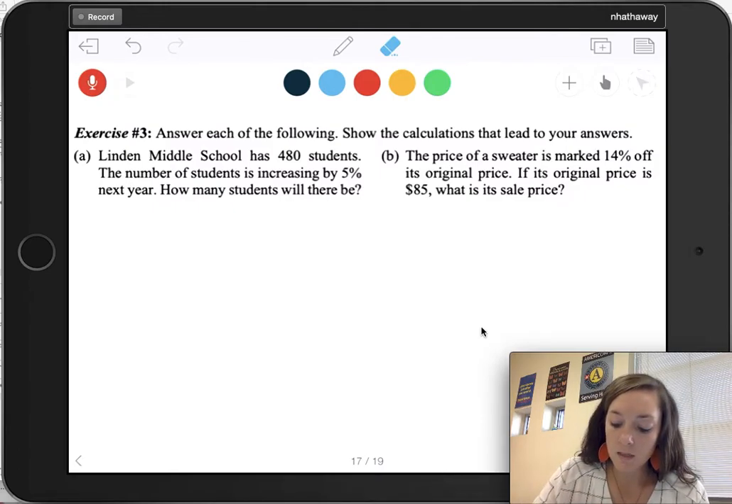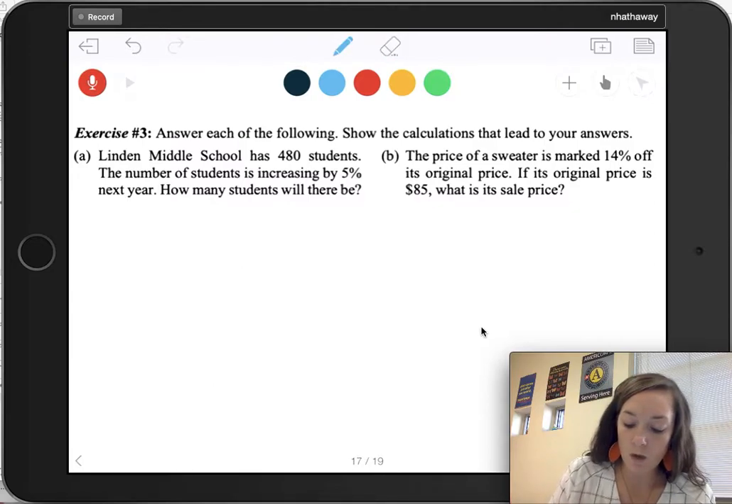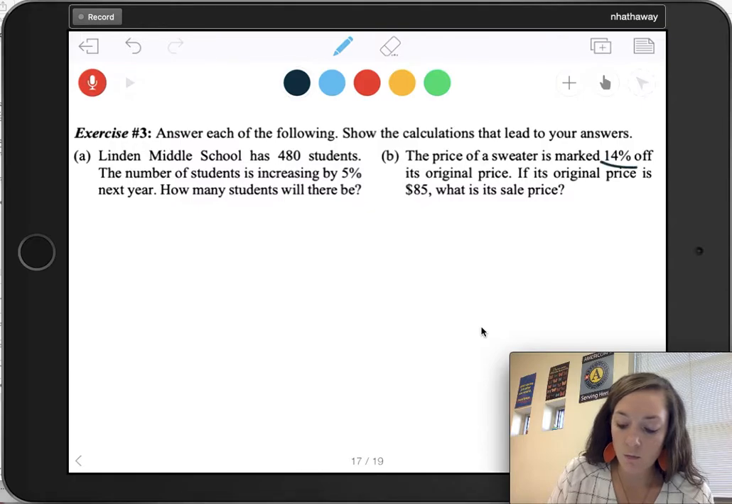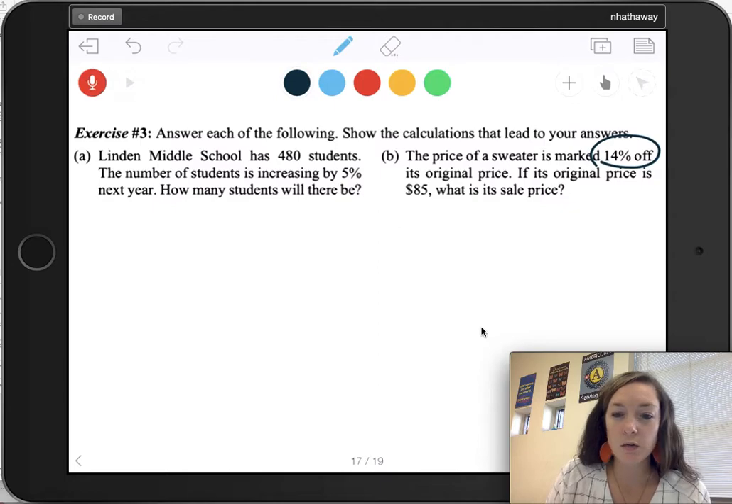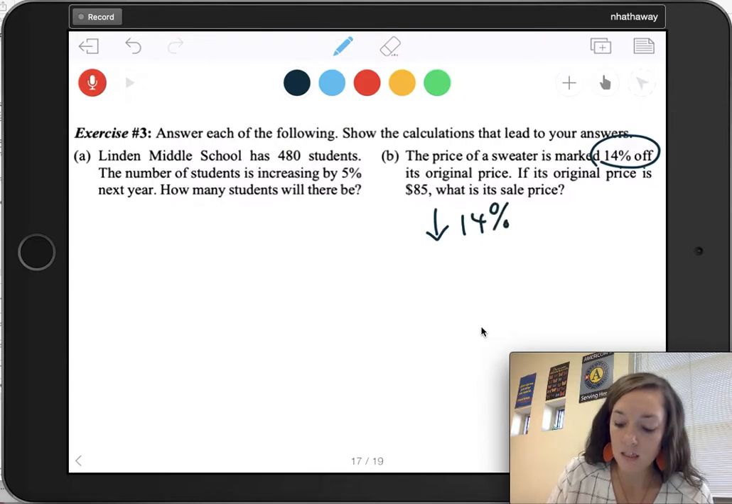For B, the price of a sweater is marked 14% off its original price. If its original price is $85, what is the sale price? So 14% off, that's important. Does that mean it's a decrease or an increase? Well, when things are on sale, we know it's a decrease. So it's decreasing 14%. And it gives us the original price is $85. So we know our original is 85.